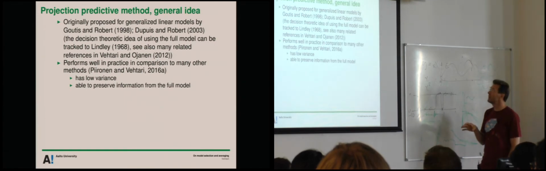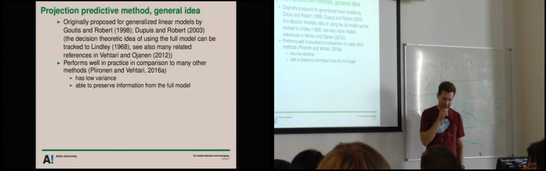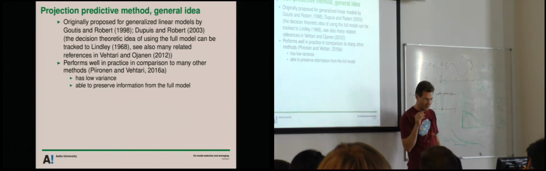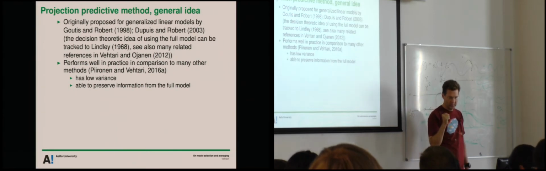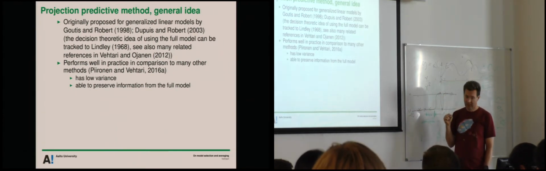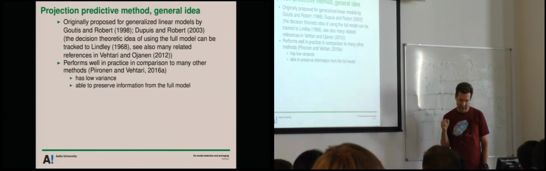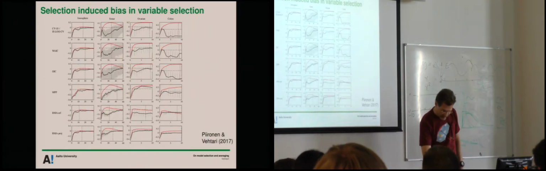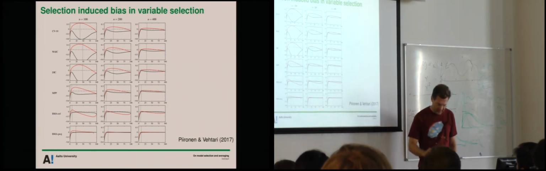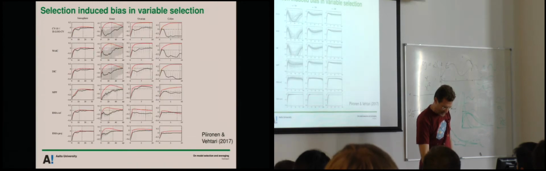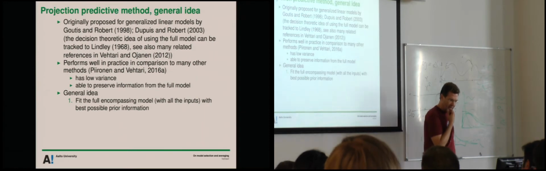The specific computational version we are also using is close to the approach by Goutis and Robert, Dupuis and Robert, for generalized linear models. And as you could see from the figure here, it really helps in a way that we don't get overfit.